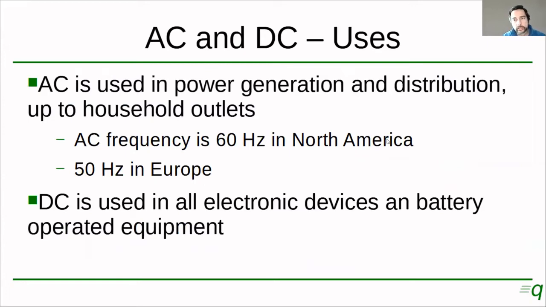So when and where is AC and DC used? AC is used in power generation and distribution up to household outlets. So in your outlet that you have in your room, that's going to be AC. AC frequency of 60 hertz is used in North America, 50 hertz is used in Europe, and other parts of the world use either 50 or 60 hertz as well. DC, on the other hand, is used in all electronic devices and battery-operated equipment.